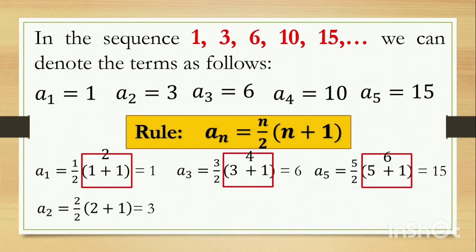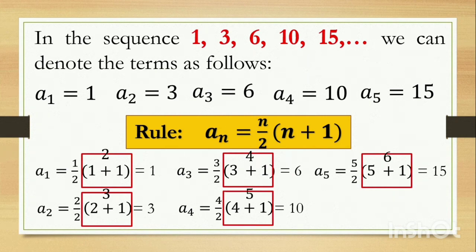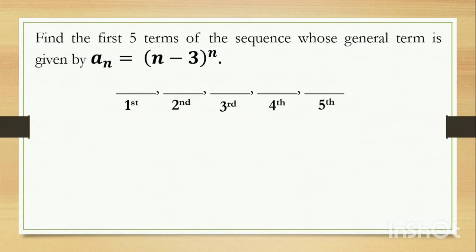For A sub 2, we have yung second term. So 2 divide 2 times the quantity of 2 plus 1 equals 3. Let's see. 2 plus 1 is 3. 3 times 2 is 6. Divide 2, that is 3. So our second term daw is 3, and that is correct. And then A sub 4, we have 4 over 2 times the quantity of 4 plus 1. 4 plus 1, that is 5, times 4, 20, divide 2 is 10. And A sub 4 is equal to 10.